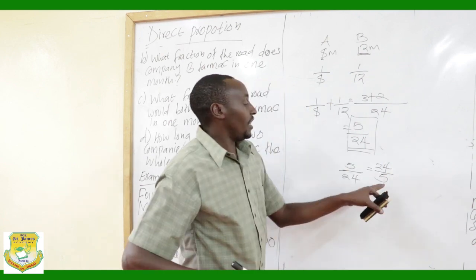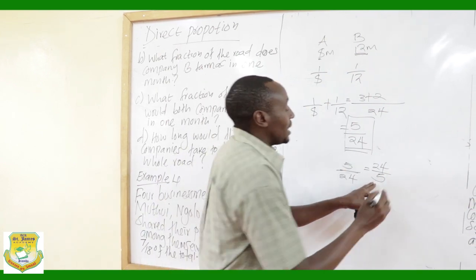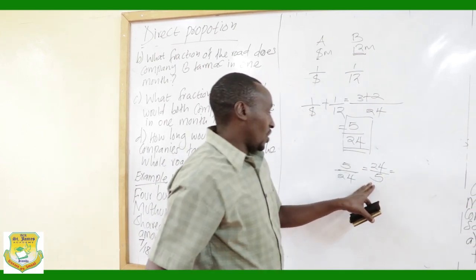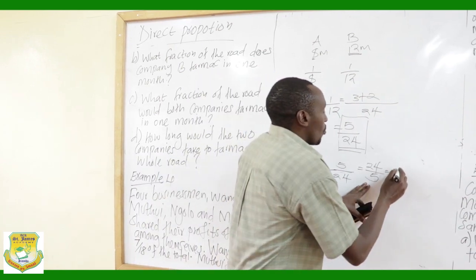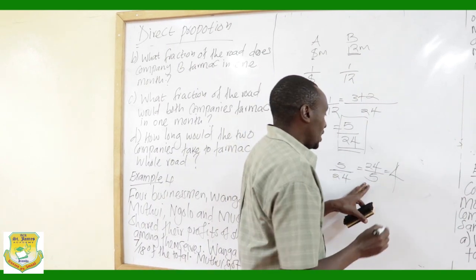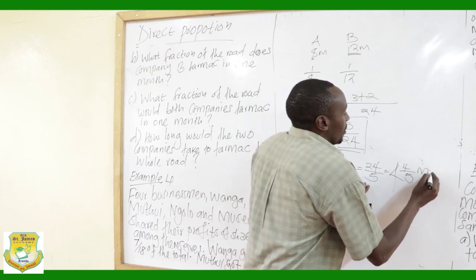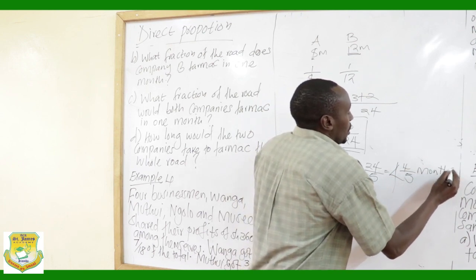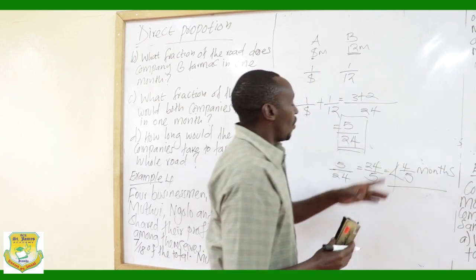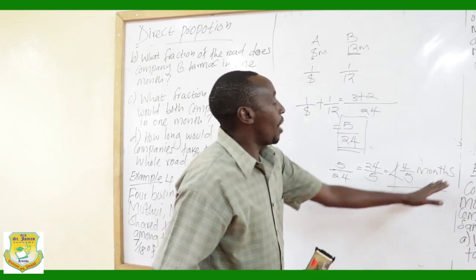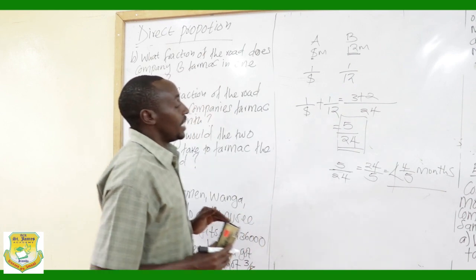Then I change this improper fraction to a mixed fraction. So 24 divided by 5, you go 4 times because of 20, remainder 4 over 5. So both companies will take 4 and 4 over 5 months to tarmac the whole road.